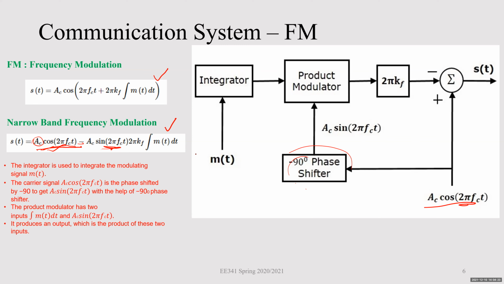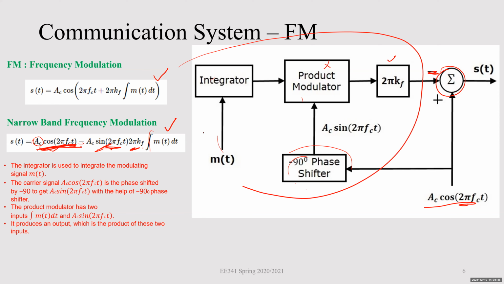So cosine with a phase shift of 90 degrees will give me sine, and then here this is the integrator. This is multiplied with the integrator here, and then it is multiplied with 2 pi kf here. So here this is the sum of the signal Ac cosine of t minus this signal. This whole signal is this one. Okay, so this is the narrow band frequency modulation block diagram.